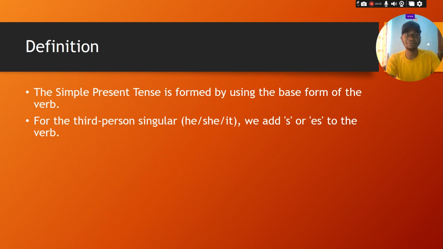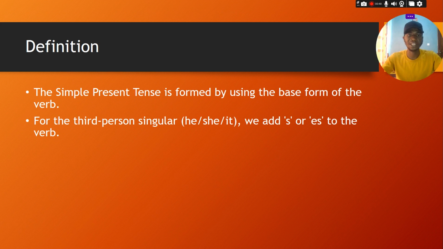So, what do we mean by simple present tense? The simple present tense is formed by using the base form of the verb. For the third person singular, he, she, it, we add s or es to the verb. We can say she goes to school every day.